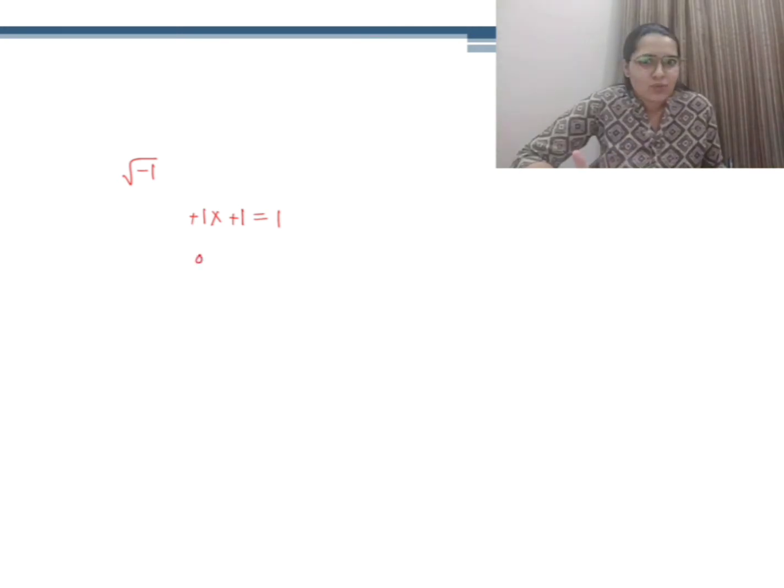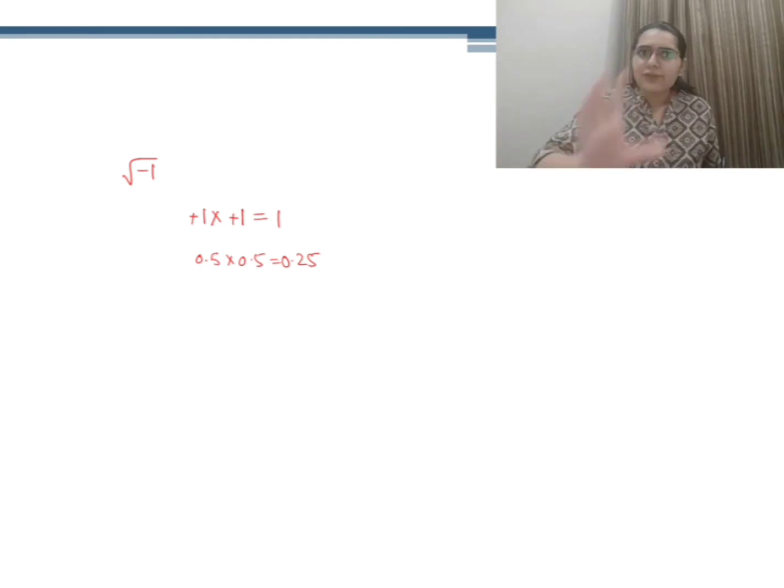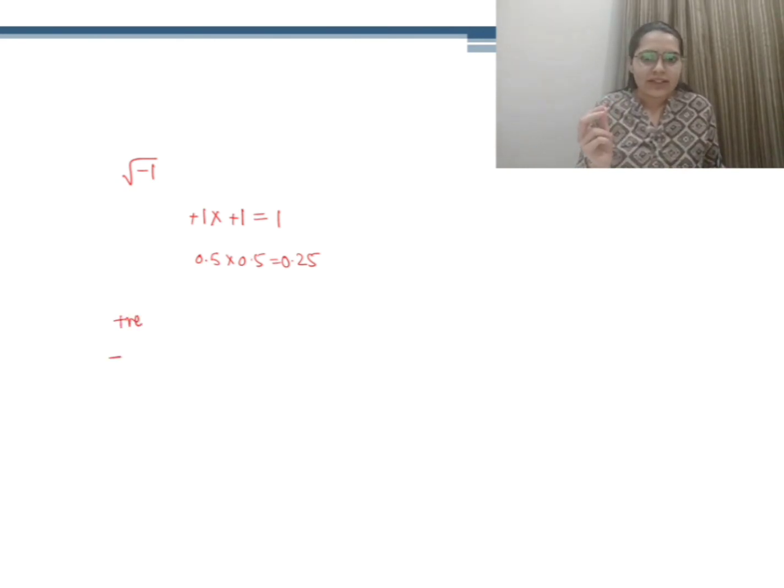Maybe some number like 0.5. 0.5 multiplied by 0.5 gives us 0.25. No, that doesn't work either. Okay, listen to me. If a number is multiplied by itself and gives us -1, either that number is a positive number or a negative number. There does not exist any other number. 0 is there, but 0 is never going to get us -1. So either it is a positive number or it is a negative number. And when a positive number is multiplied by itself, it will always give a positive number. And when a negative number is multiplied by itself, it will give us a positive number again.